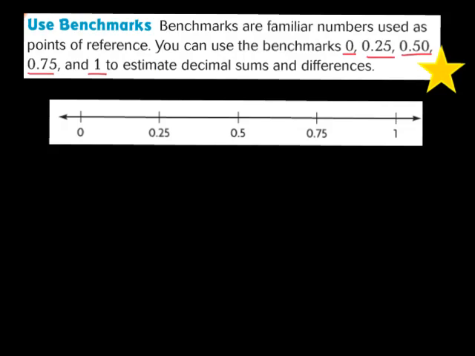And this is what those benchmarks would look like when placed on the number line. We have our 0, 25 hundredths, 5 tenths, which can also be written as 50 hundredths, 75 hundredths, and then the whole number 1. So we're going to use these benchmarks now to help us estimate our decimal sums and differences.